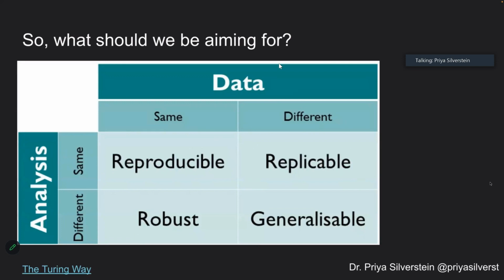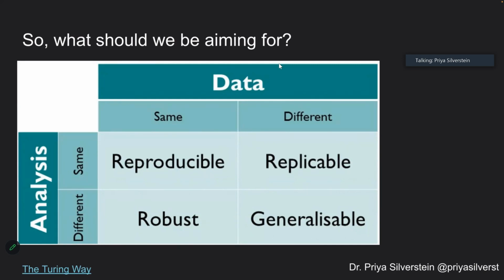So I'll start by talking about what we should be aiming for and what the differentiation is between these four terms that I'm going to be talking about. And I really like this little table from the Turing Way, which is a great resource for anything to do with open science. I'd recommend checking it out. So we have these four quadrants of good research. Research should be reproducible, replicable, robust, and generalizable.